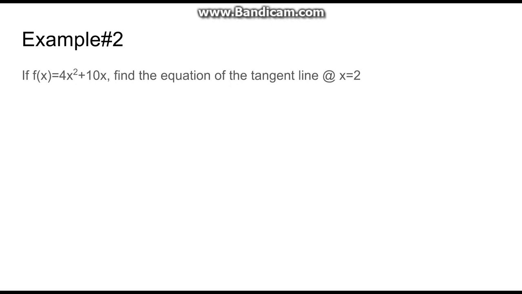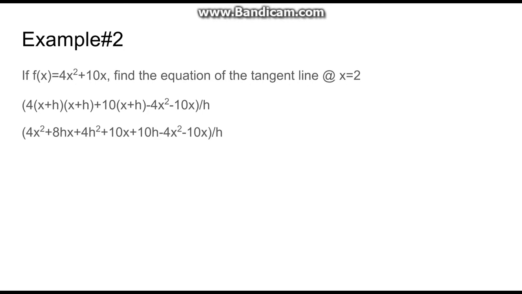So in example number 2, we have if f of x equals 4x squared plus 10x, find the equation of the tangent line at x equals 2. So first of all, we find f of x plus h, which is 4 times x plus h times x plus h, plus 10 times x plus h. Then we subtract f of x, which is negative 4x squared minus 10x, and this is all divided by h. So we multiply out the x plus h, and then we get 4x squared plus 8hx plus 4h squared plus 10x plus 10h minus 4x squared minus 10x, all divided by h.